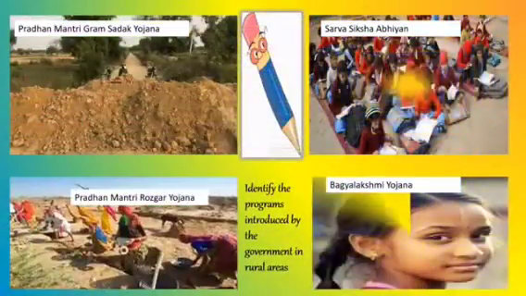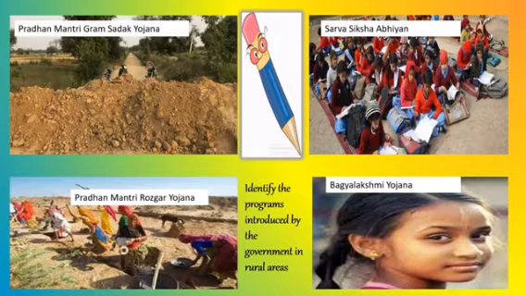Another activity was to identify the programs introduced by the government in rural areas. The first one, Pradhan Mantri Gram Sadak Yojana. The second, Pradhan Mantri Rozgar Yojana. The third, Sarva Siksha Abhiyan. The fourth, Bhagya Lakshmi Yojana. I'm sure you've all written it correct.